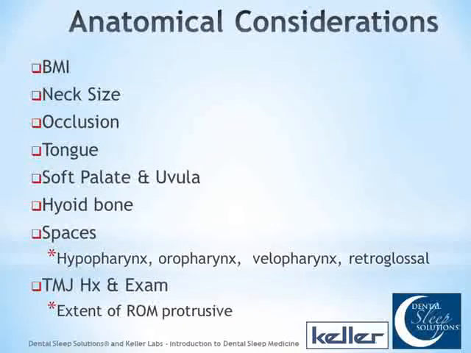As we're trying to determine if someone is a good candidate for a dental appliance, whether we think it's going to help them and whether they can adjust to it and tolerate it, we need to look at their anatomy. BMI: the more obese a patient is, the less likely it is that a dental appliance will work quite as well. Their neck size, which kind of goes hand in hand, but not always. Sometimes you see obese people with small necks and vice versa, but neck size and BMI are kind of tied together.